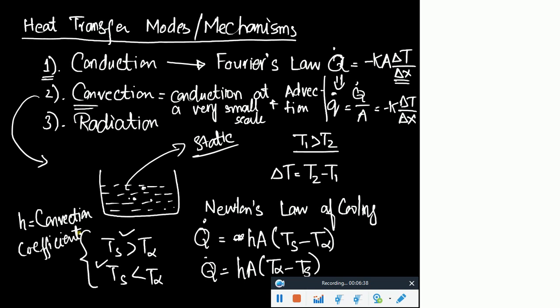H is known as the convection coefficient. Now, one very important thing to understand, and please remember the units. For temperature, you know what the units are. For area, again, you know what the units are. Q dot, can you say what the units are? So this should be joules per second, or what? Watt. Okay. So if I ask you what would be the units of H, that would be what?